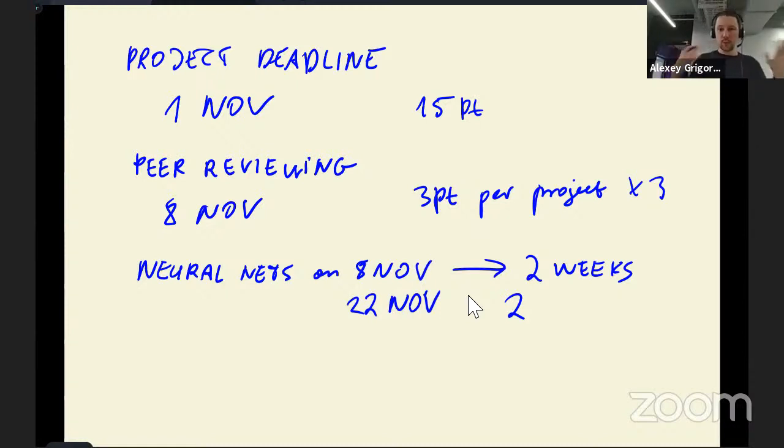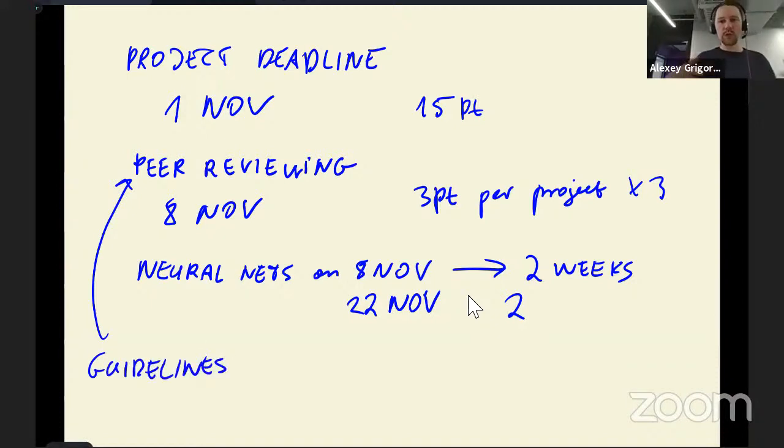So you will have 1 week for peer reviewing, and then at the same time you can start learning about neural nets. So hopefully it should balance it, so you will not need to do many things. And for this peer reviewing, what we will prepare is some sort of guidelines to help you evaluate the project.